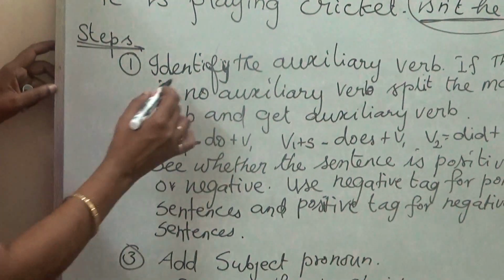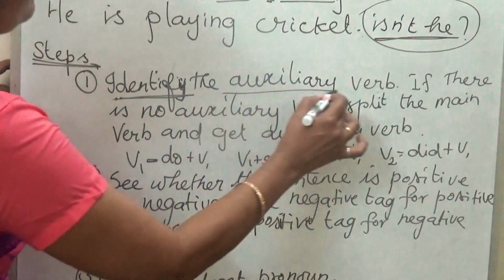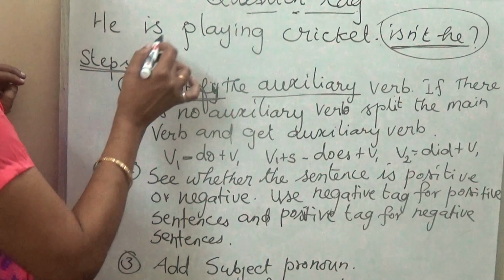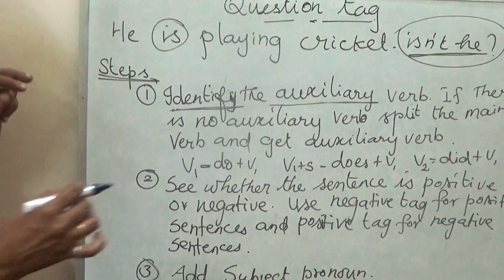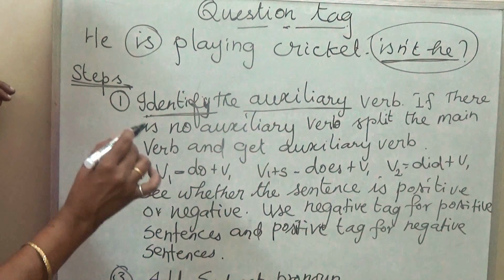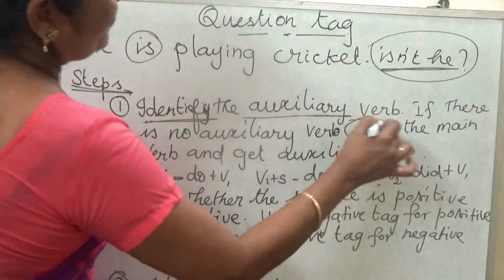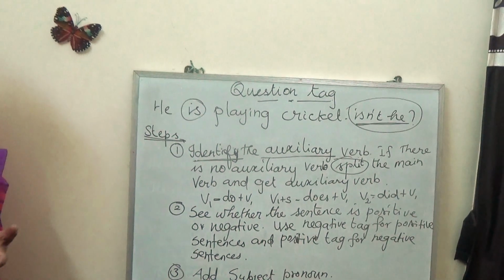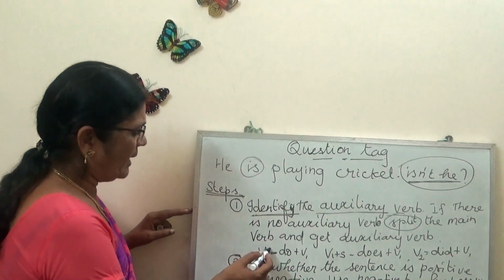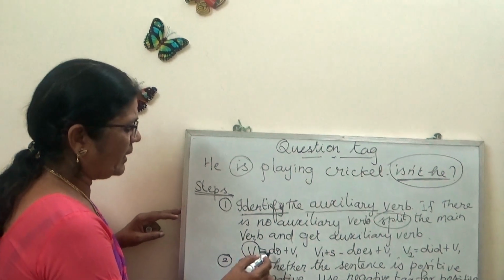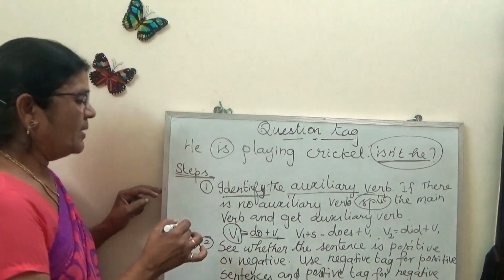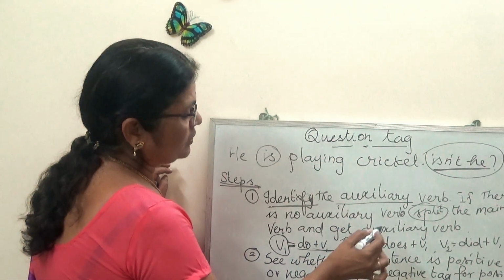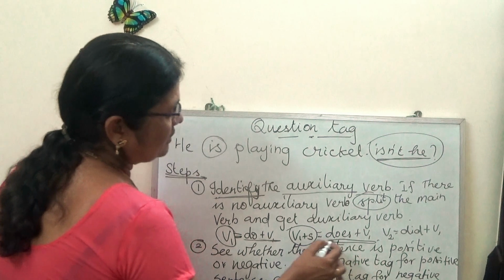The first step is to identify the auxiliary verb in the given sentence. If there is no auxiliary verb, we have to split the main verb and get the auxiliary verb. How to split the main verb? If the main verb is V1, we split it as do plus V1. If the main verb is V1 plus S, we split it into does plus V1.